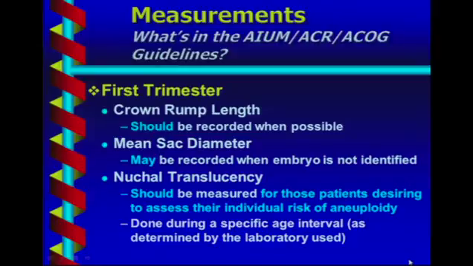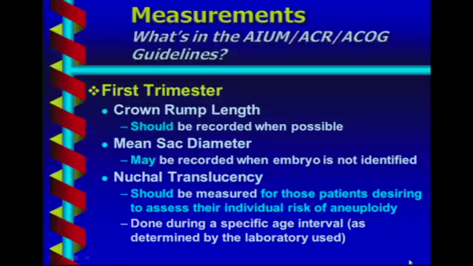So what's in the various societal guidelines? A number of societies have put out guidelines, including the American Institute of Ultrasound in Medicine, the American College of Radiology, American College of Obstetrics and Gynecology. They try and keep their guidelines in sync with one another. So what's in those guidelines with respect to measurements? Just focusing on what's in the guidelines that have to do with measurements, not all of the other things in the guidelines.